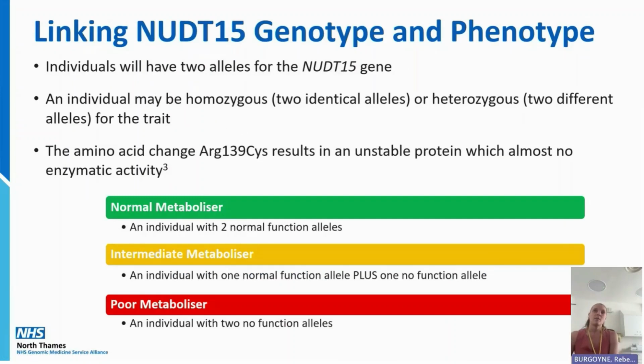So let's link the genotype and the phenotype again. Individuals will also have 2 alleles for the NUDT15 gene. They can be homozygous or heterozygous for the trait, as with TPMT. And the amino acid change that we were talking about at position 139 results in that unstable protein, which has almost no enzyme activity. And as with TPMT, patients can either carry 2 normal function alleles, one normal and one loss of function allele, or two loss of function alleles, and therefore be either a normal, intermediate, or poor metabolizer.